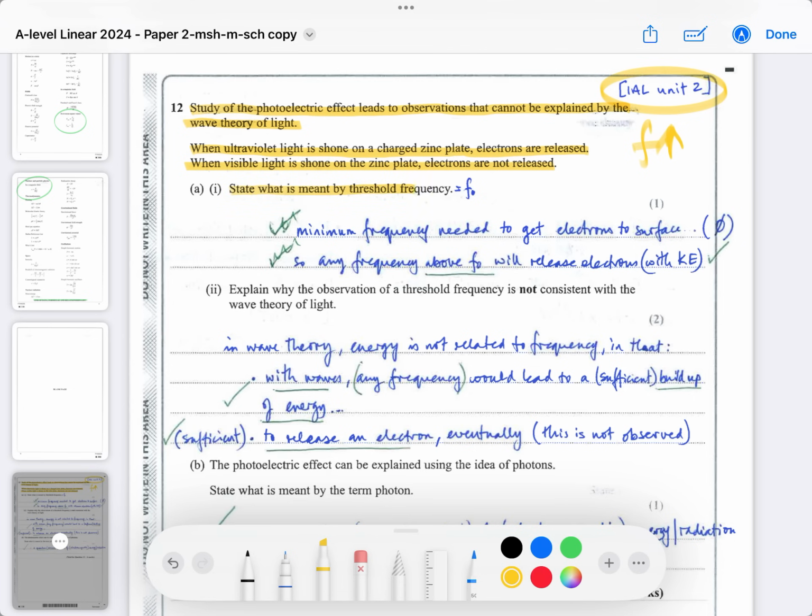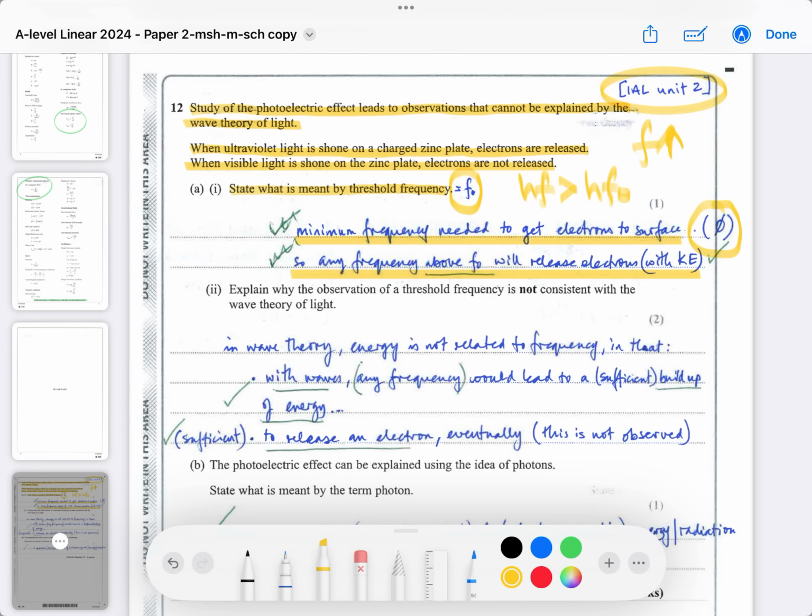State what's meant by the threshold frequency. So the threshold frequency is the minimum frequency required to get enough energy to equal the work function. So it's the minimum energy needed to get an electron to the surface, but you need to be above it to release electrons. So the energy required, hf, must be greater than hf naught, that's the energy of a photon, to release electrons. I think that's quite a tough question for 1 mark.